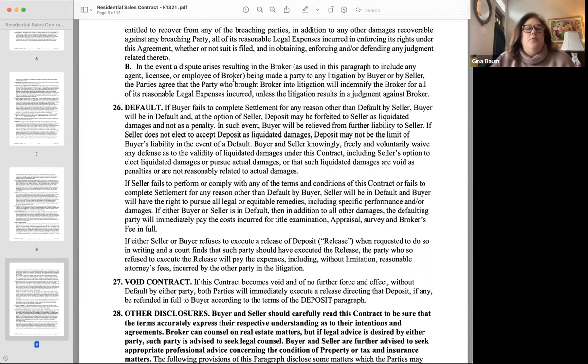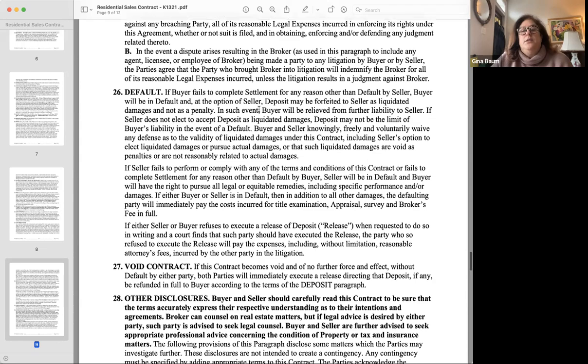In the event a dispute arises resulting in the broker, as used in this paragraph to include any agent, licensee, or employee of broker, being made a party to any litigation by buyer or seller, the parties agree that the party who brought the broker into litigation will indemnify the broker for all of its reasonable legal expenses incurred unless the litigation results in a judgment against the broker.